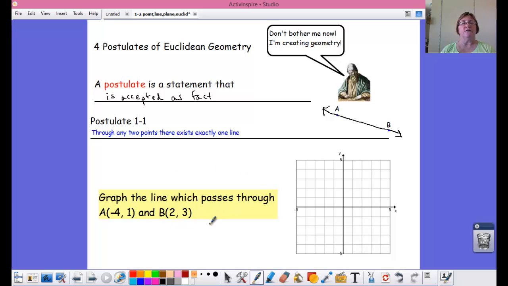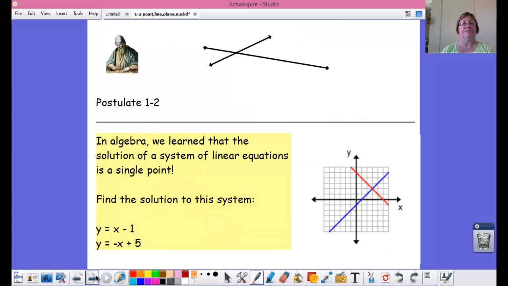Now I'm asking you to apply Euclid's postulate here and graph the line that passes through these 2 points, where A is -4 and 1, back 4, up 1. B is over 2 and up 3. There you have it, the line AB. In fact, that's how we would look at that thing, or that's how we would name it.